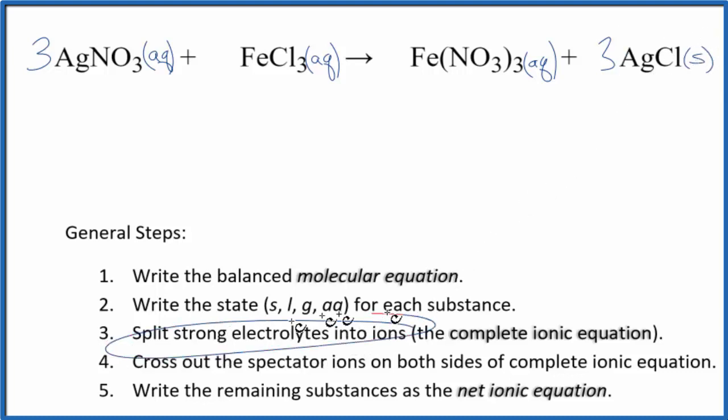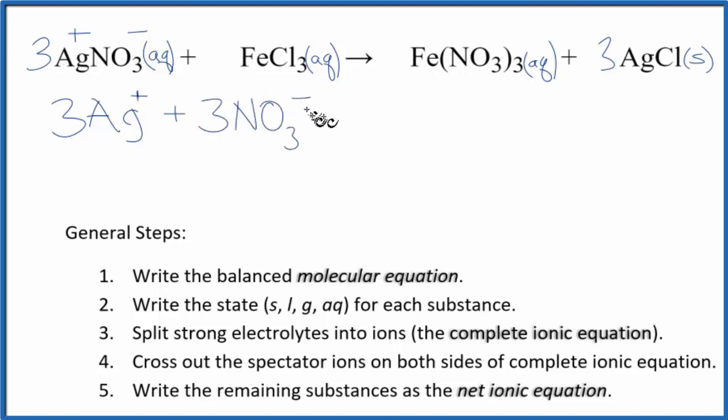Now we can split the strong electrolytes into their ions for the complete ionic equation. So silver nitrate, that is aqueous, so we'll have 3 silver ions. Silver is always 1 plus, and then the whole nitrate, that's always 1 minus. Good to remember. 3 Ag plus, and I won't write aqueous each time. We'll do that at the end, plus 3 nitrate ions.